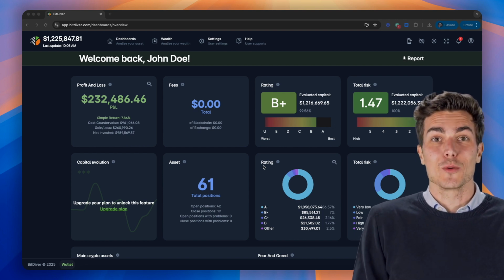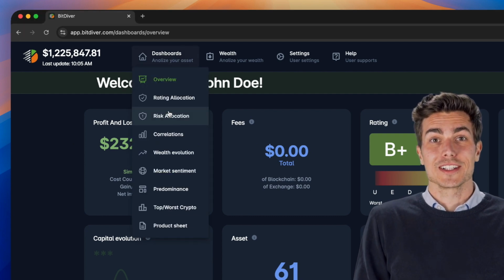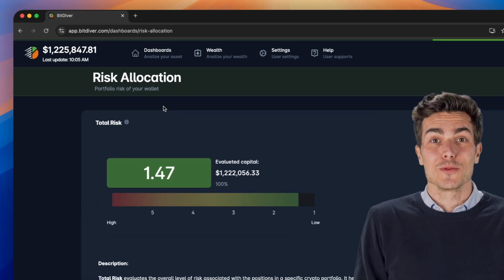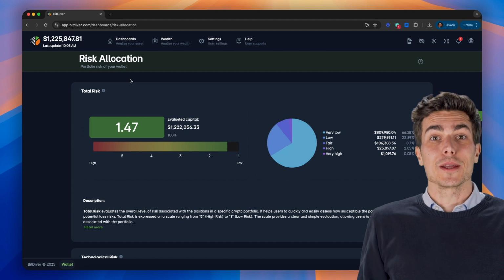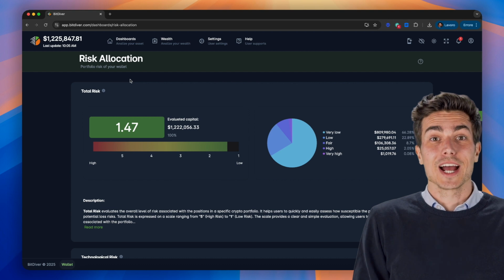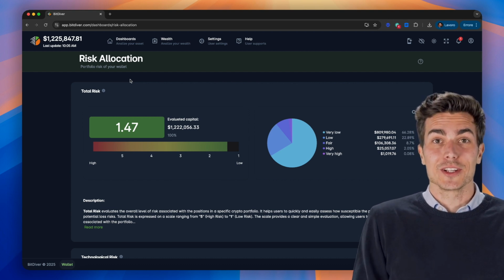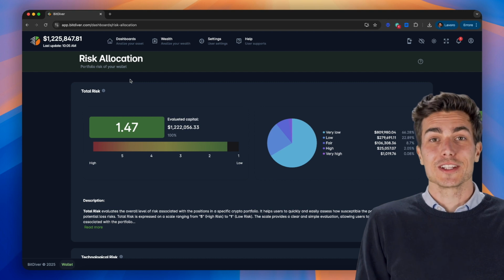In this video, I will guide you through the risk allocation section, a valuable tool for understanding the different types of risk your crypto portfolio is exposed to. Whether you are a beginner or an experienced investor, this page is designed to help you better assess how you are allocating your resources. The risk allocation section in BitDiver allows you to analyze the various types of risk affecting your crypto portfolio. But before we dive into the specific indicators available on the platform, let's take a step back.